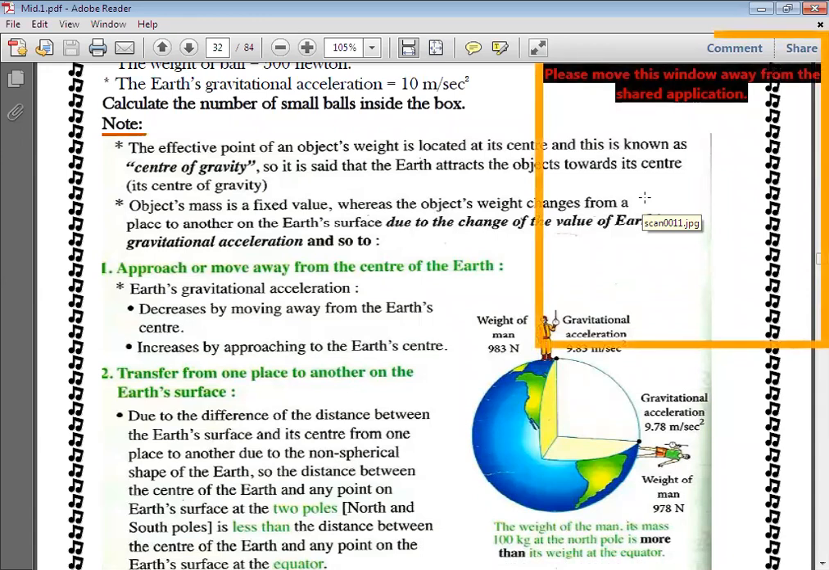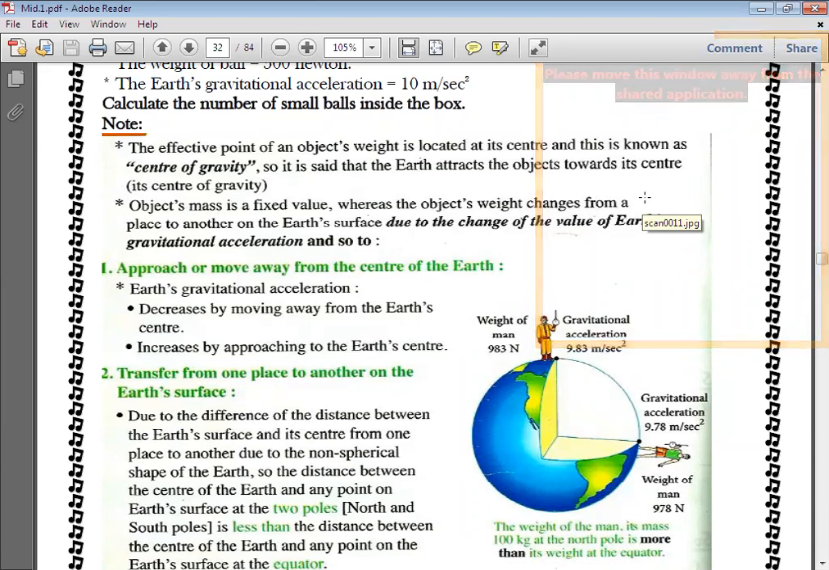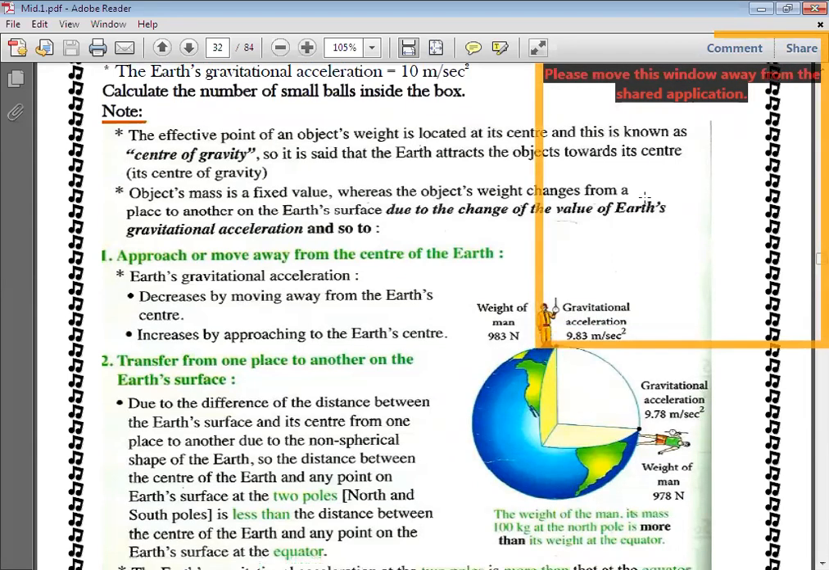So the distance between the center of the Earth and an object at the North Pole is different from the distance between the center of the Earth and an object at the equator. The distance between the center and the equator is more than the distance between the center and the North or South Pole. And when the distance increases, the gravity decreases. So the gravity on any object at the equator is less than the gravity on an object at the two poles. Okay?